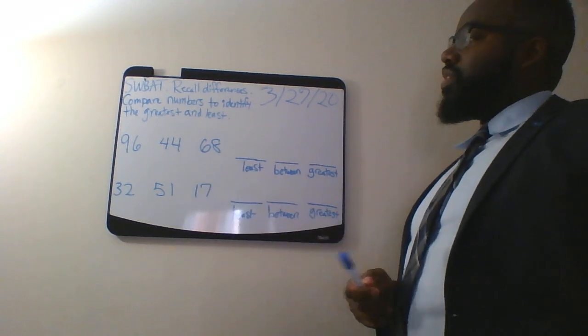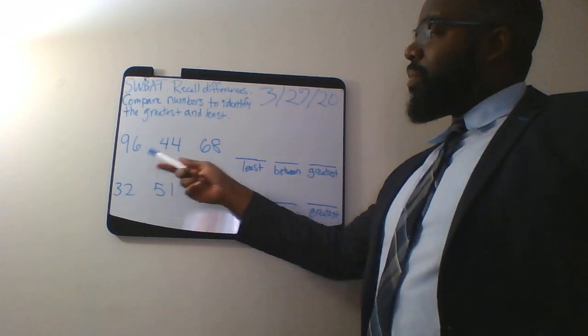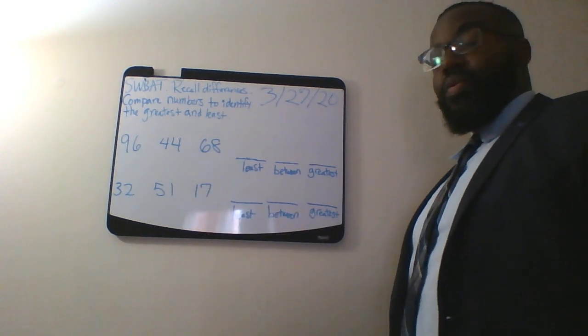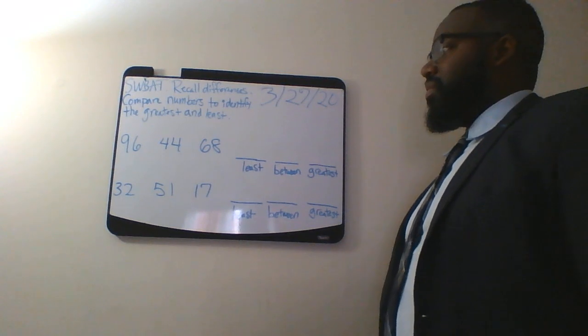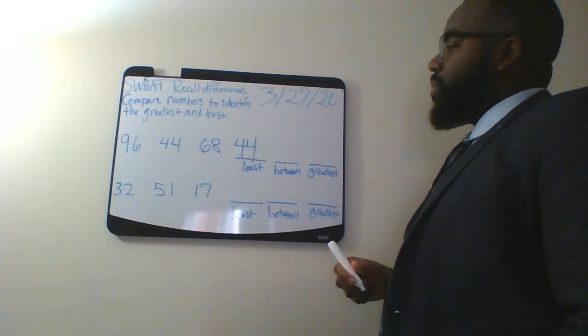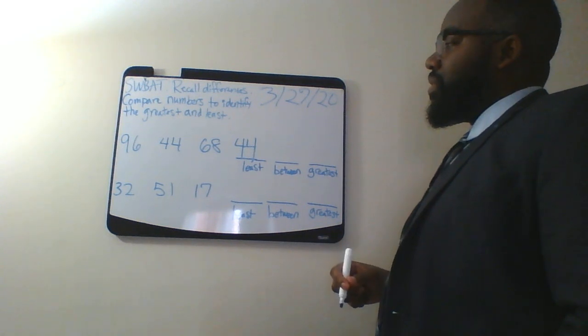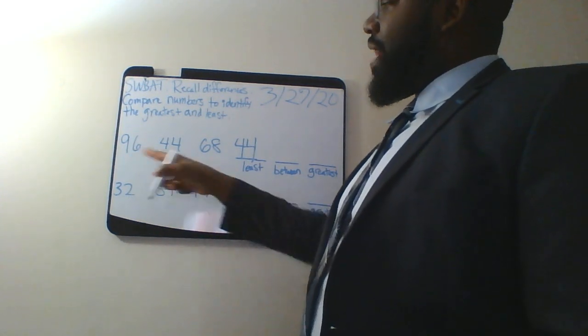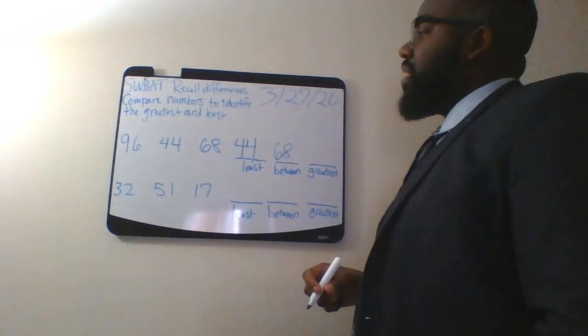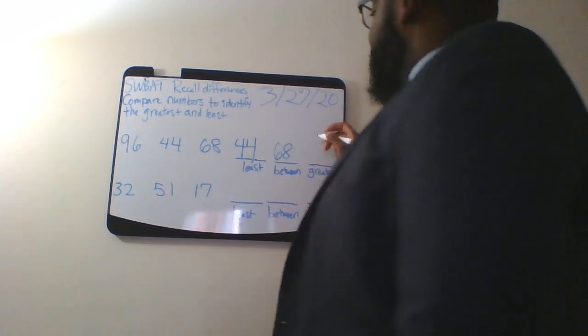So let's start off with the least. What is the smallest number out of these three numbers, out of 96, 44, and 68? That's correct. It is 44. So I'll place 44 here. Next, we have to find out what goes in between. So all we have left is 96 and 68. What do we have next? Good job, 68. And lastly, the greatest is 96.